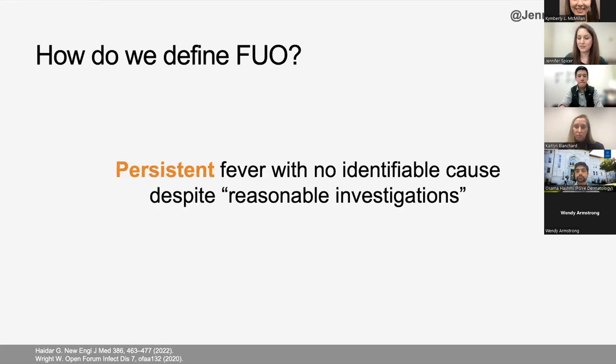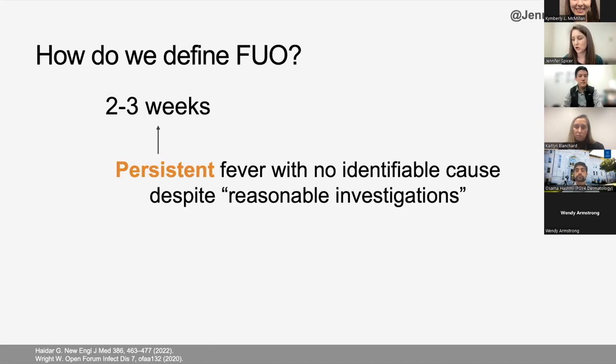It's important that it's persistent. And the reason this is part of the definition, usually we say about 2 to 3 weeks, is because we're trying to eliminate the possibility of this just being a systemic viral illness that will self-resolve.